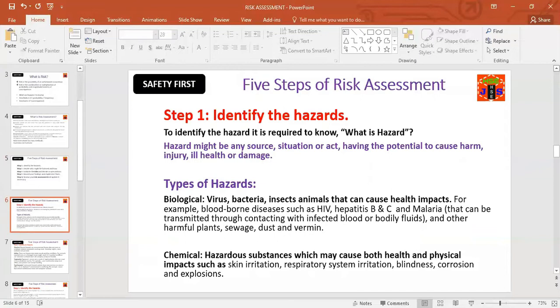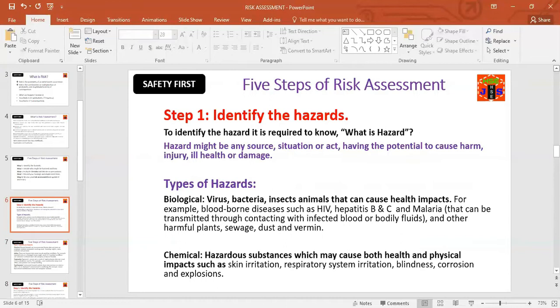Number one, identify the hazards. But before identifying the hazards, we need to memorize what a hazard is. A hazard might be any source, situation, or act having the potential to cause harm, injury, ill health, or damage. That is called a hazard. There are six main types of hazards. Number one, biological. Viruses, bacteria, insects, animals that can cause health impacts. All of these come under the category of biological hazards.